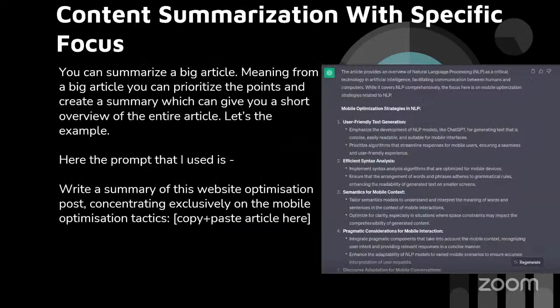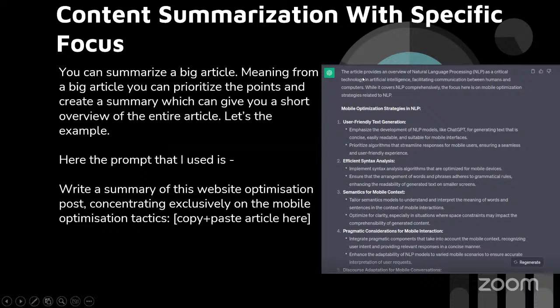Now, content summarization with specific focus. You can summarize a big article. Meaning from a big article, you can prioritize the points and create a summary which can give you a short overview of the entire article. Let's see the example. Here's the prompt that I used: write a summary of this website optimization post, concentrating exclusively on the mobile optimization tactics. Copy and paste the article here.